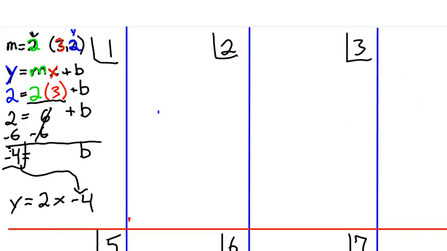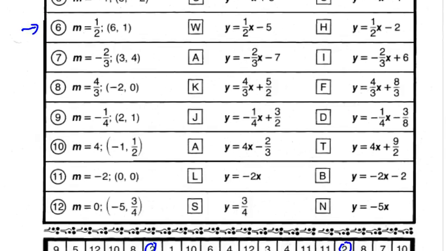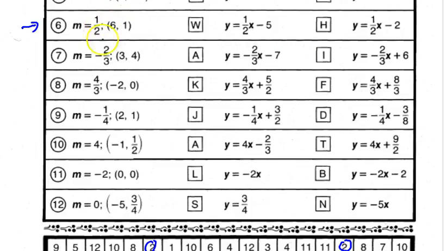All right, let's look at some of these that start with a fraction. Say like number 6, 7, 8. You'll notice that they have fraction slopes here.